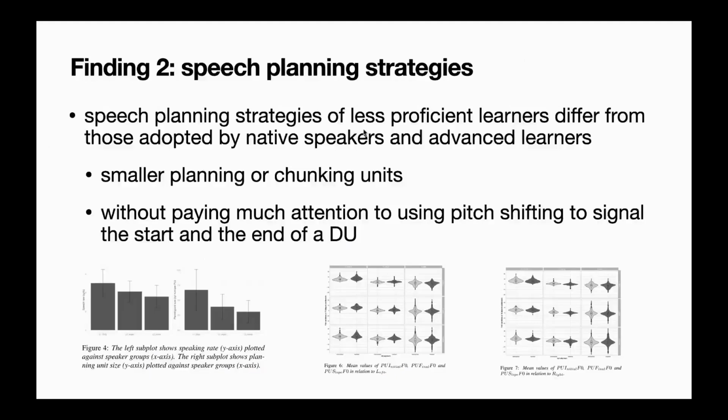The second finding is that speech planning strategies of less proficient learners differ from those adopted by native speakers and advanced learners in that they may use smaller planning or chunking units, which cover incomplete semantic units in spontaneous speech production. As a result, less proficient learners produce small units step by step, without paying much attention to use pitch shifting to signal the start and the end of a DU.